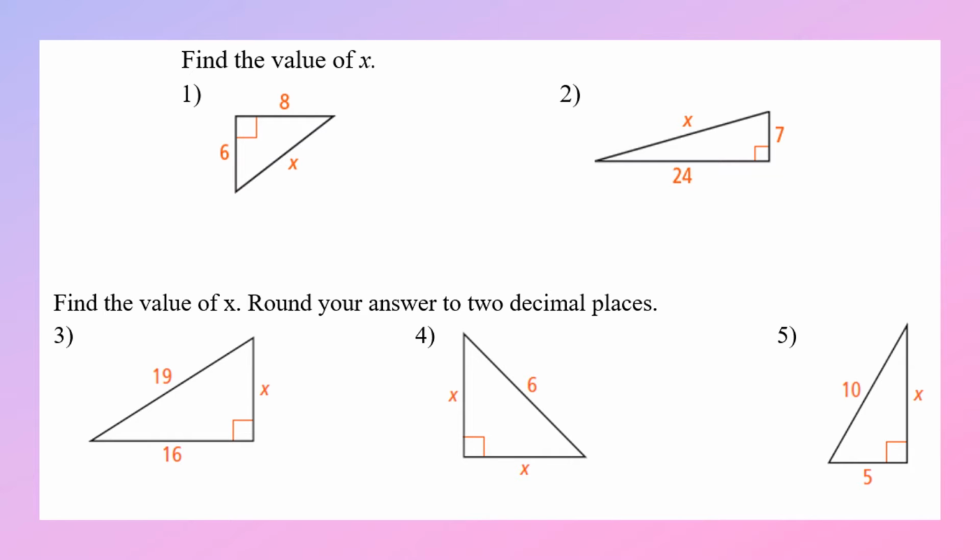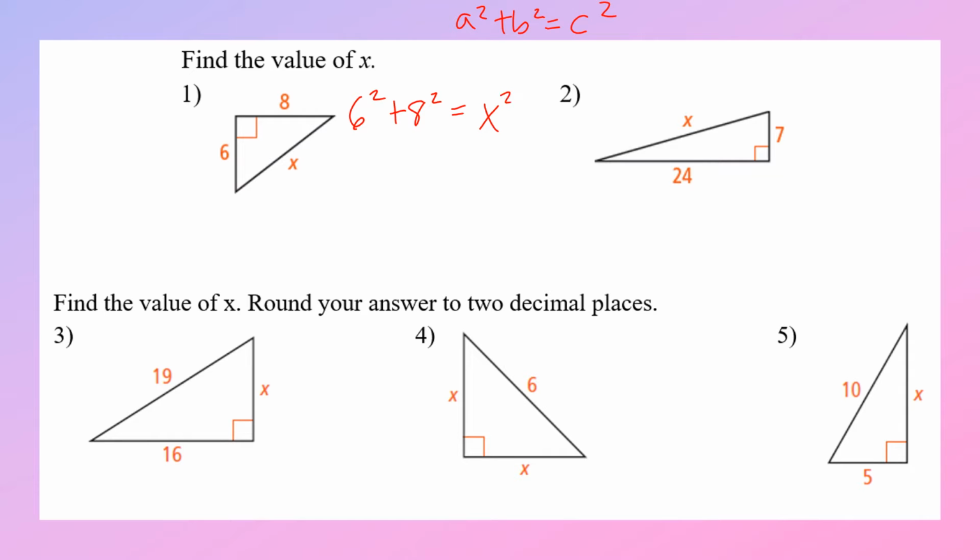So to find the value of x, the Pythagorean theorem again is a squared plus b squared equals c squared. So we're going to set this up. 8 and 6 are the legs. X is the longest side. That's our hypotenuse. It doesn't matter what order you put the 6 and the 8 in. You can do whichever order you want. The 8 can come first or the 6 can come first.